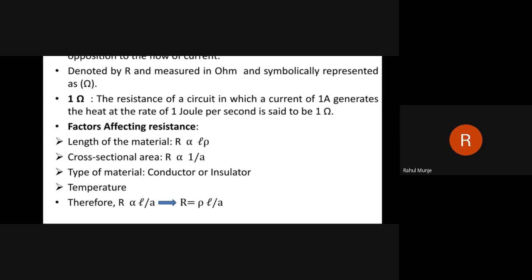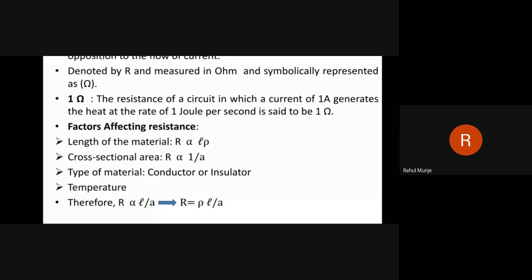Now, to make the proportional sign turn into equal to, we have a constant called rho, which looks like a P. Rho is nothing but the resistivity. The inverse of resistivity is called conductivity. We will go into that later, as we can have problem sums on conductivity and resistivity. First, let us know the equation for resistance: R equals rho L divided by A.